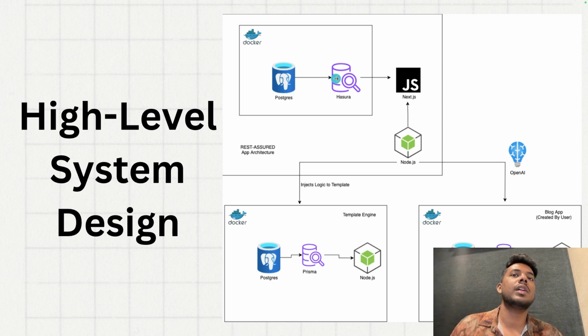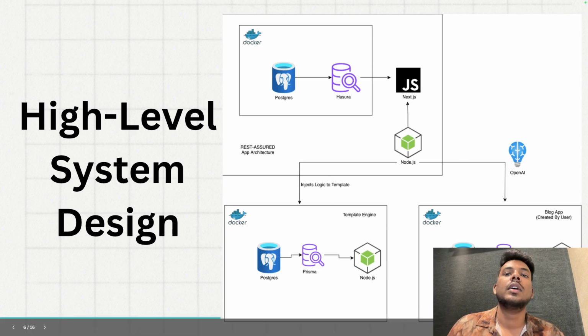Basically, the user will give input on the front end, Node.js will communicate with OpenAI, and OpenAI generates the code for it, injects that code into our template, and generates your app. For example, this is a blog app. It will generate the required logic for the blog app.